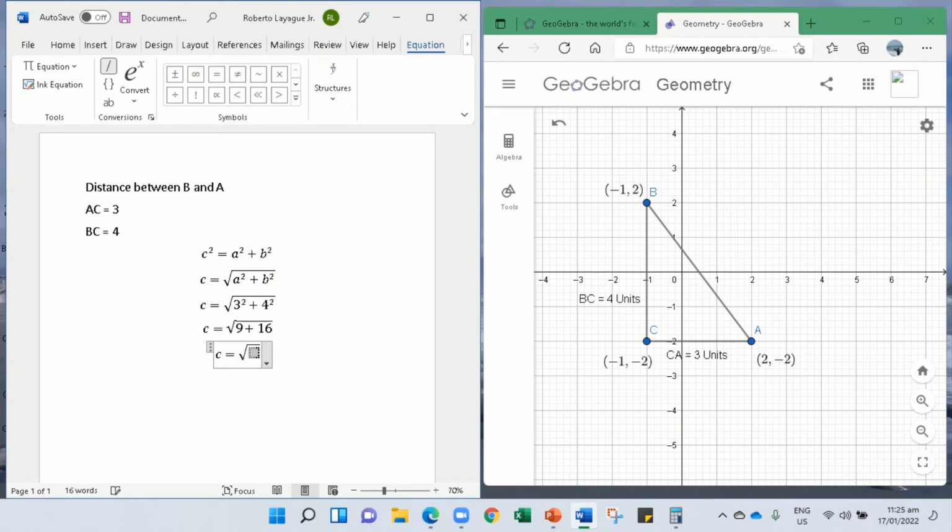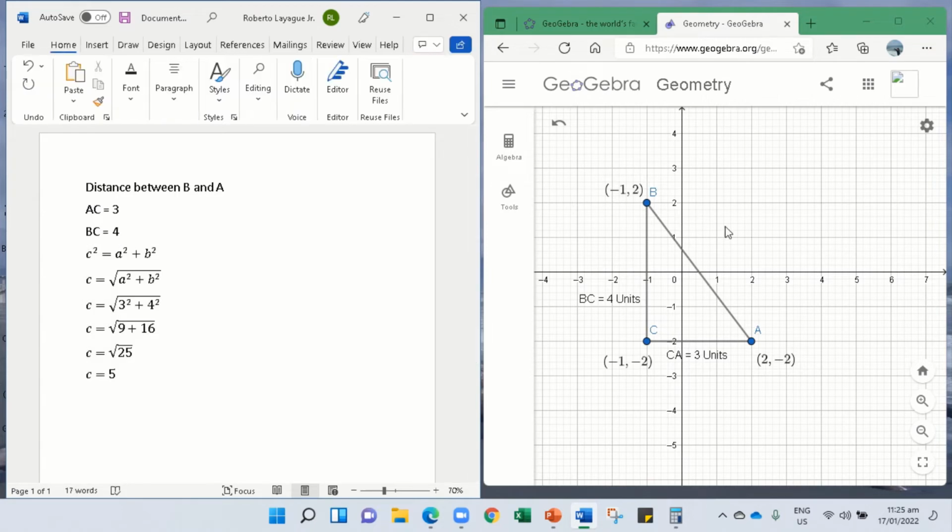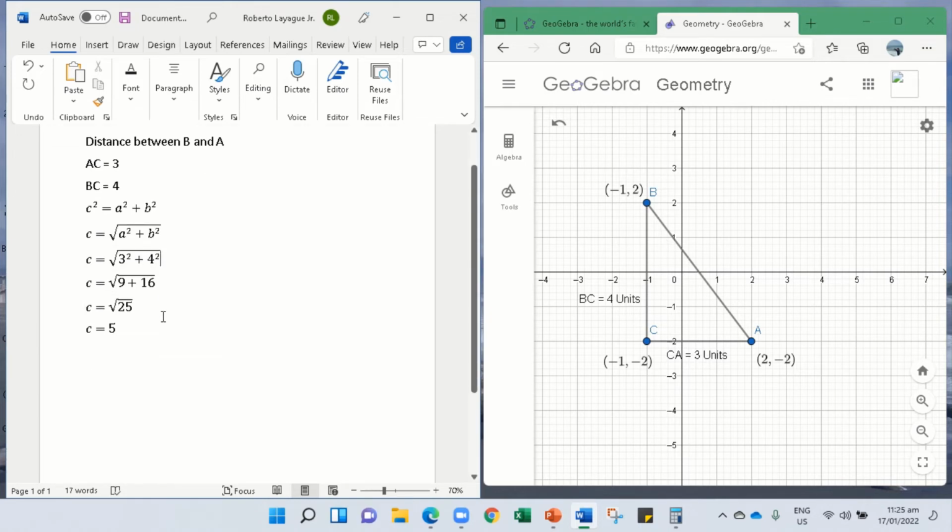So we have now 25, and therefore, because we're finding the distance, which is a scalar quantity, that would be 5 units. So that's easier. However, if we don't have point C as a reference, we will not get the 3 units for CA. Assuming that the given is only B and A, how are we going to work that out?